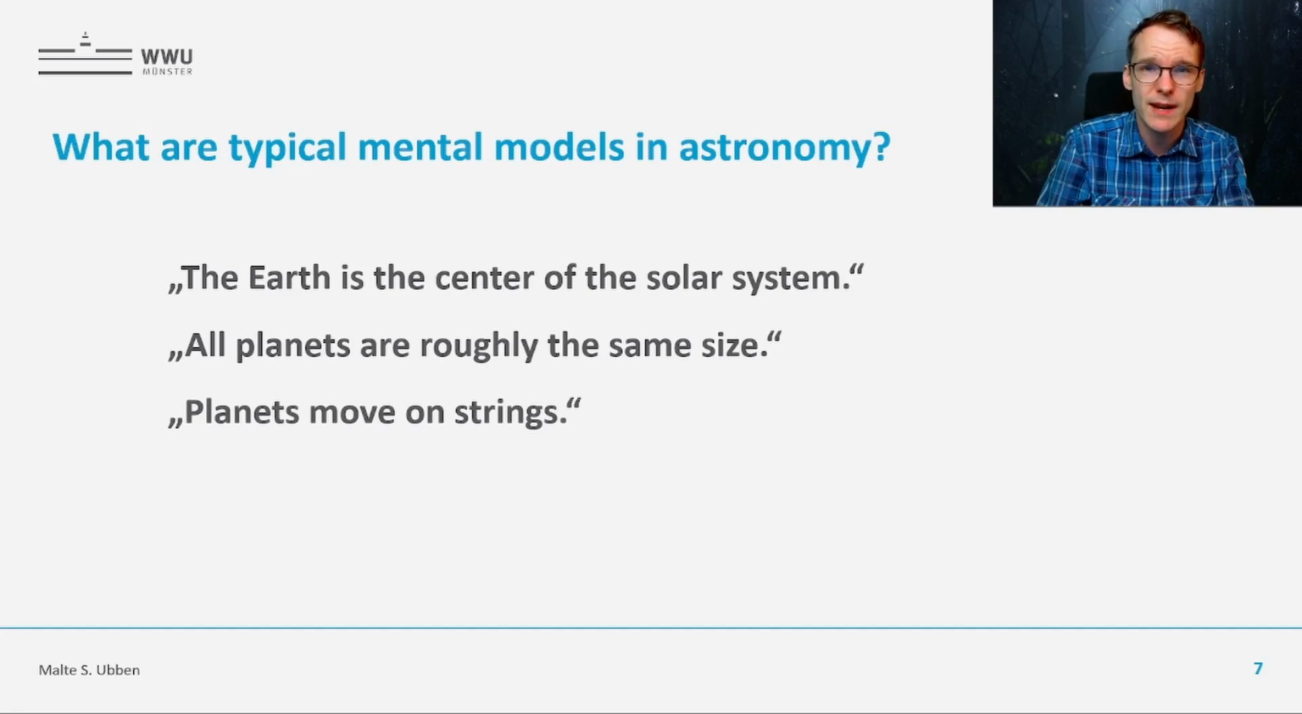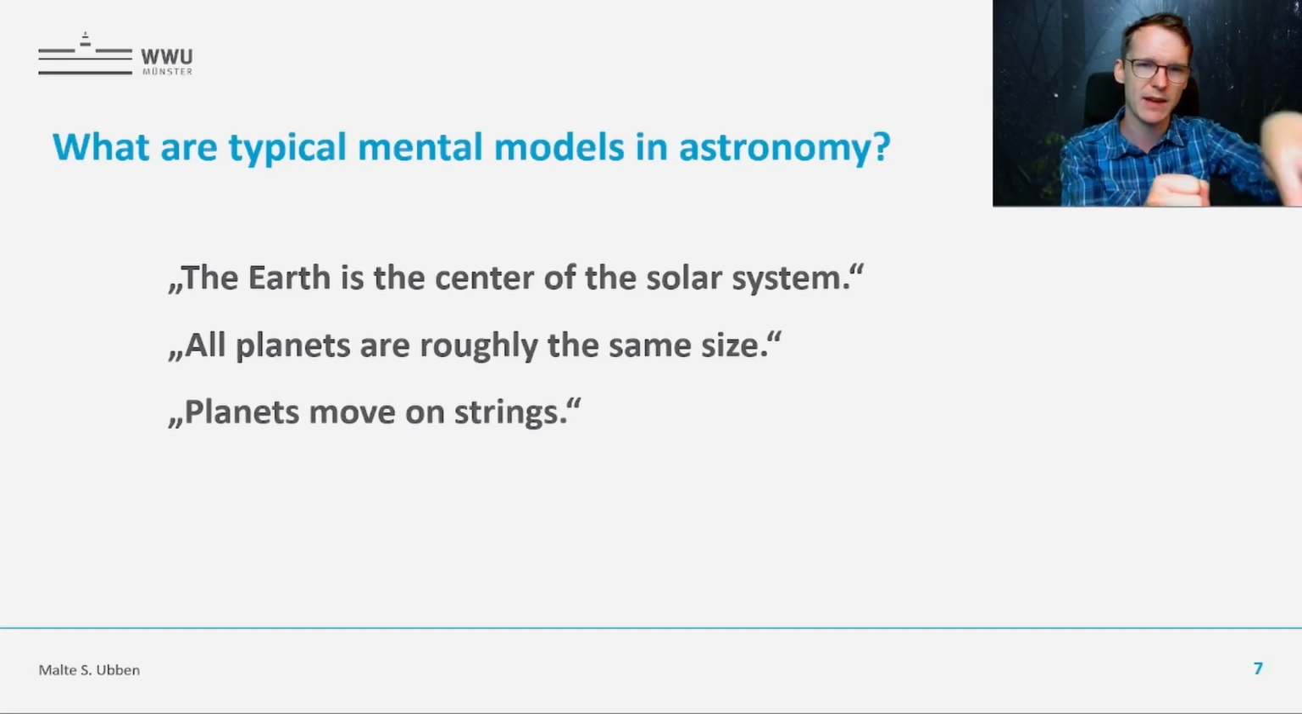Planets move on strings. You see the solar system, and there are the orbits drawn with a line, and the planets are on these lines, and they move along these lines.